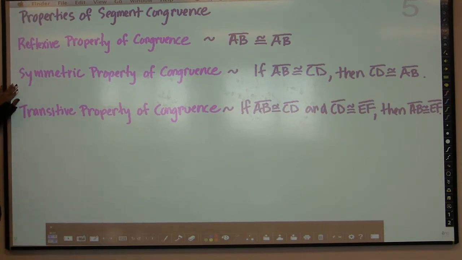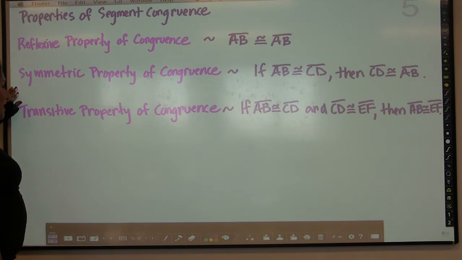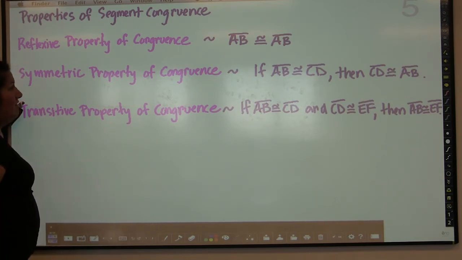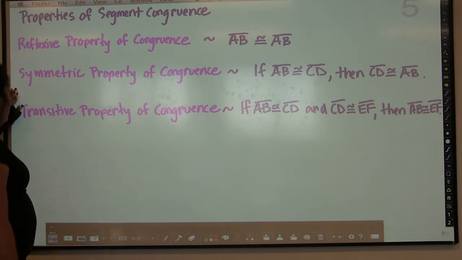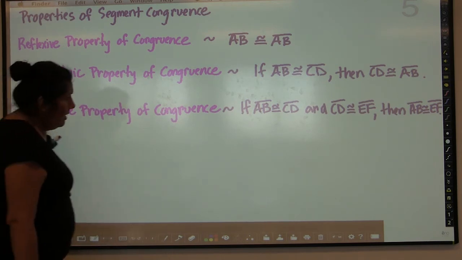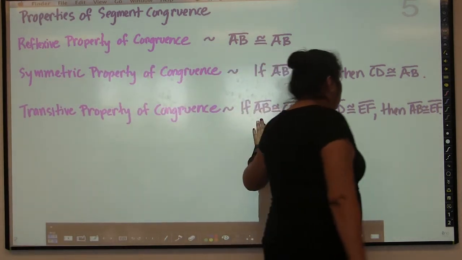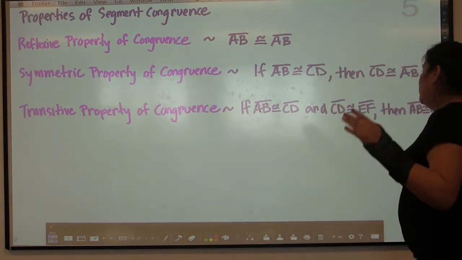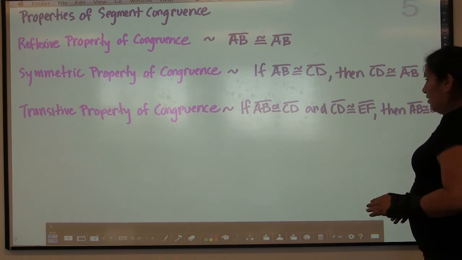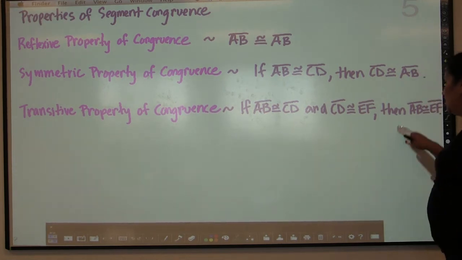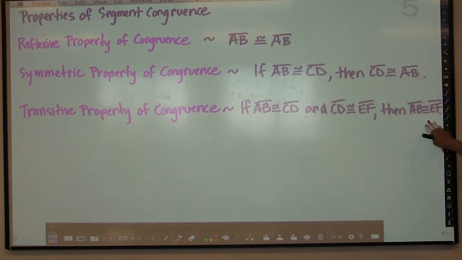The symmetric property of congruence says that if segment AB is congruent to segment CD, then the reverse is true, that segment CD would be congruent to segment AB. And then the transitive property is that if segment AB is congruent to segment CD, and in turn segment CD is congruent to segment EF, then we can get rid of the middleman, in this case CD, and just say that segment AB is congruent to segment EF.